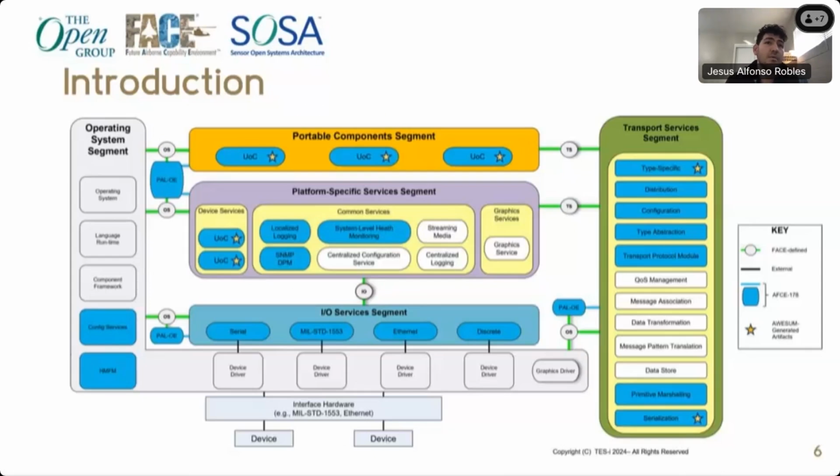For each of the segments, we will aim at describing capabilities at a high level and mention some of the aspects in the development process that are required, optional, as well as some of the challenges that we as developers have encountered. If you pay attention here to the key in this diagram to the right, you will see the color-coded interfaces, some defined by the technical standard and others by FC178. The blue ovals represent some of the artifacts that are part of FC178. The blue ovals with the yellow star have significant portions of UOC code that is generated within Awesome.